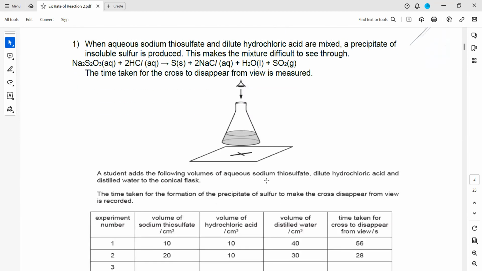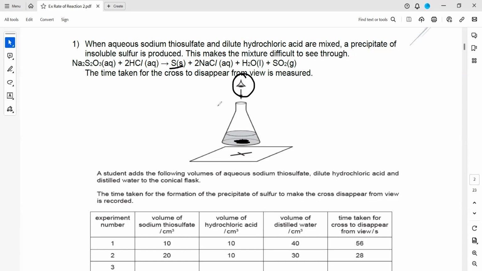the first question is, when aqueous sodium thiosulfate is mixed with dilute hydrochloric acid, a precipitate of sulfur is formed. So this is a reaction. How do we determine the rate of this reaction? The rate of this reaction is inversely proportional to time. So what actually happens is that when sulfur is formed, sulfur is a solid. So when the sulfur starts to form, what will happen?